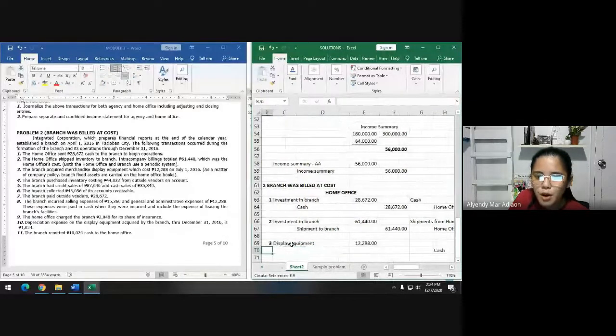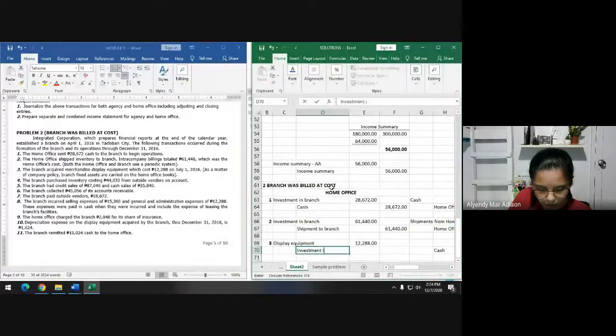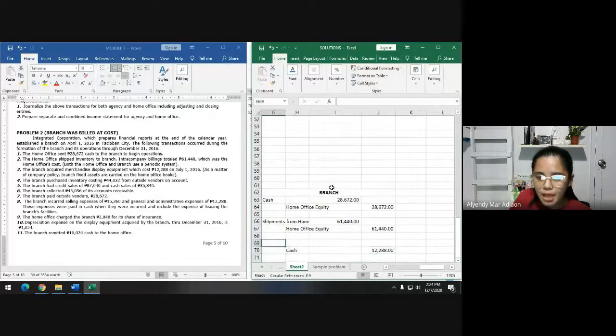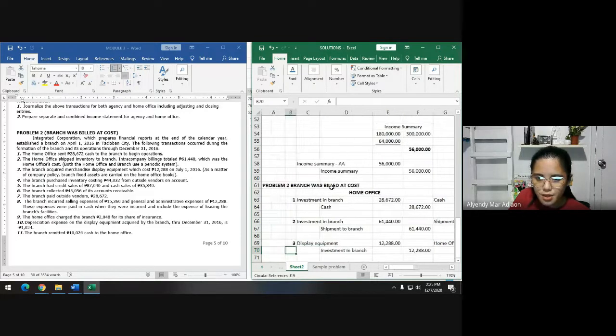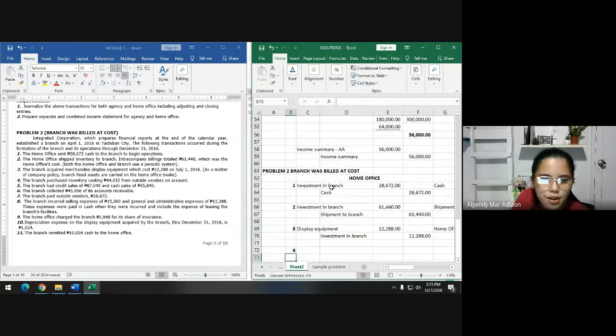So on the part of the home office, debit display equipment, and credit investment in branch, 12,288. Also, on the part of the branch, we have a debit to home office equity and a credit to cash, 12,288.